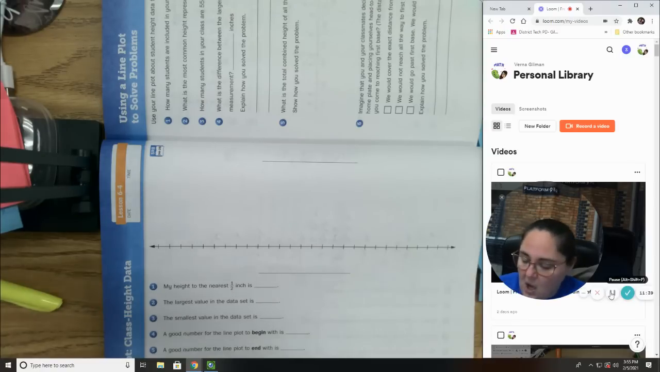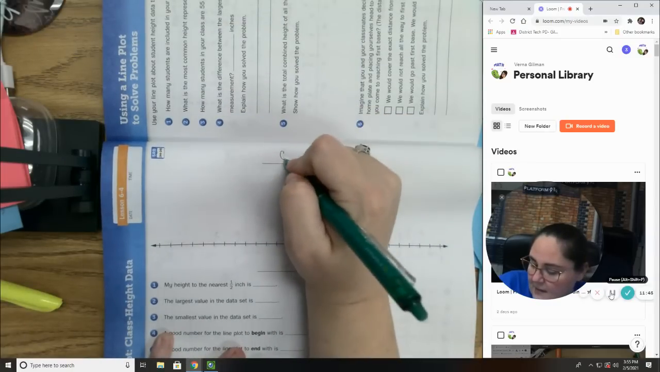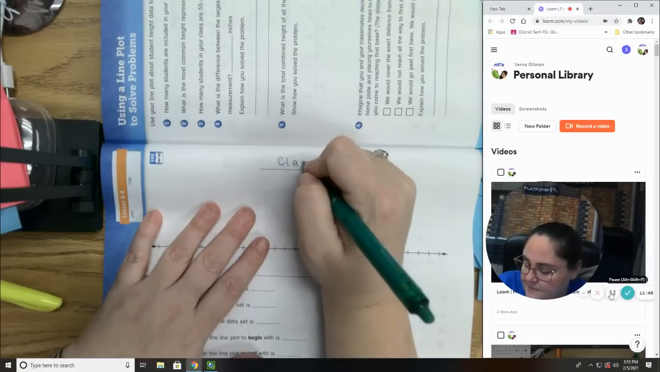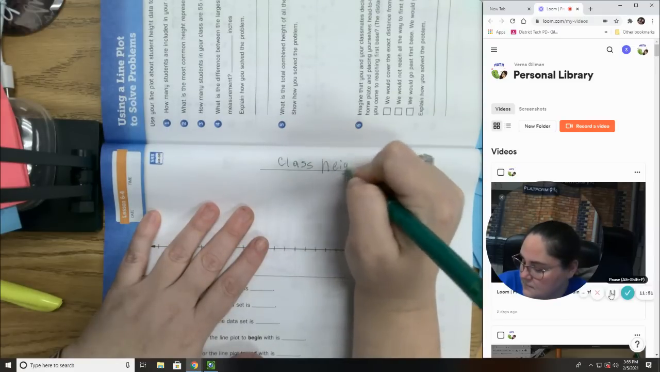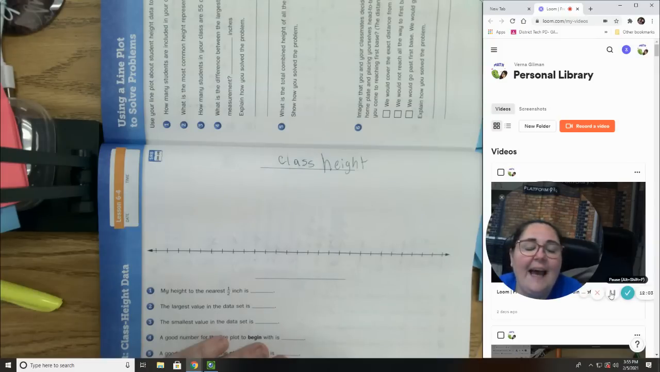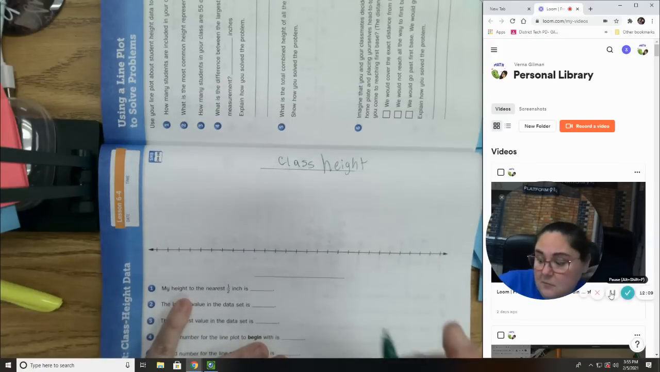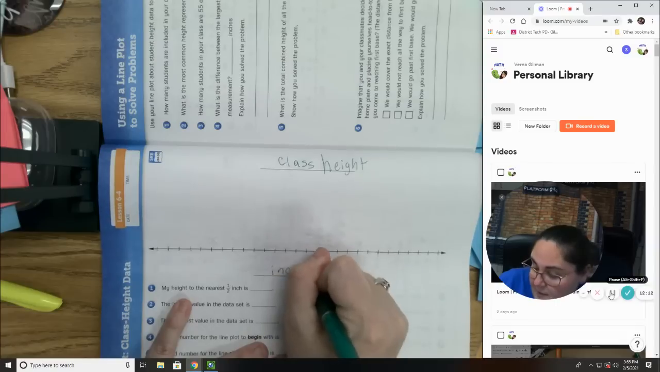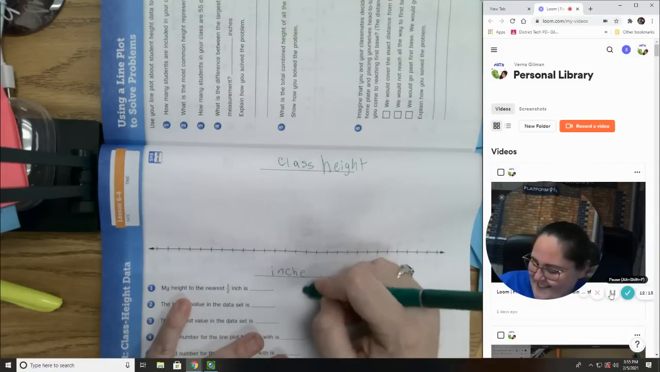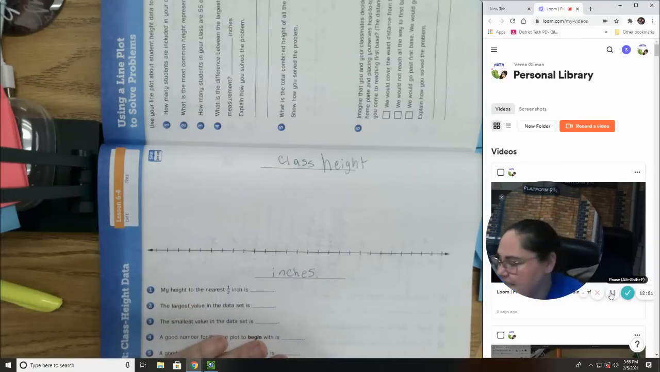Okay, guys? So on here, we're going to do class height data. My title should be class height. All right, my label. When I measured my students last year, we measured to the nearest 1/2 inch. So my label down here is inches. I have my data from last year right here.